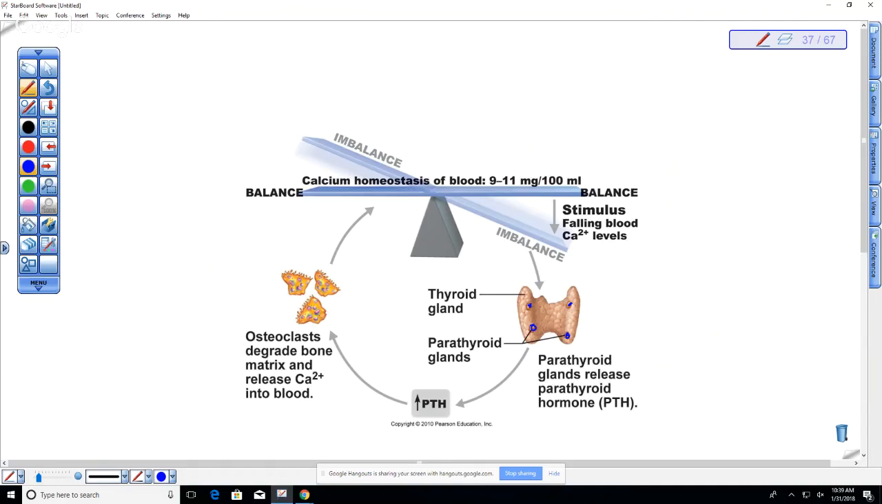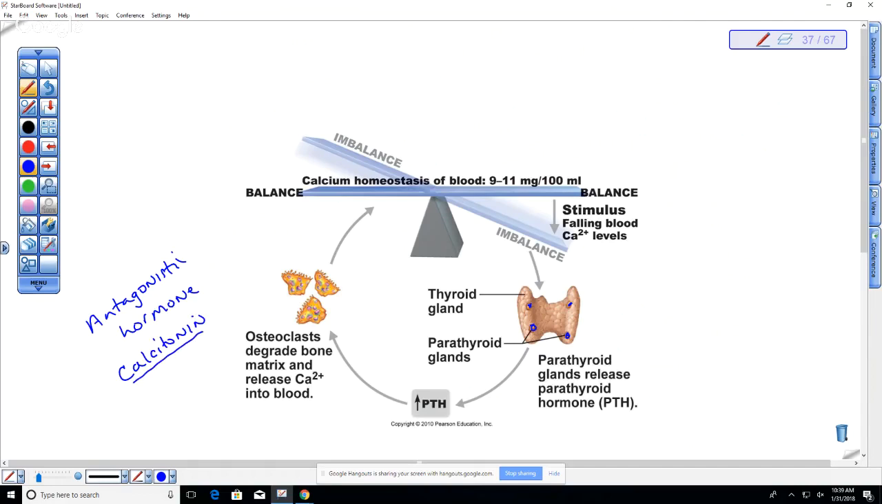Now there is an antagonistic hormone, one that has exactly the opposite effect. If your blood calcium levels were too high, it would take the calcium out of the blood and put it into the bones. And this is called calcitonin. So that's pretty easy to remember.